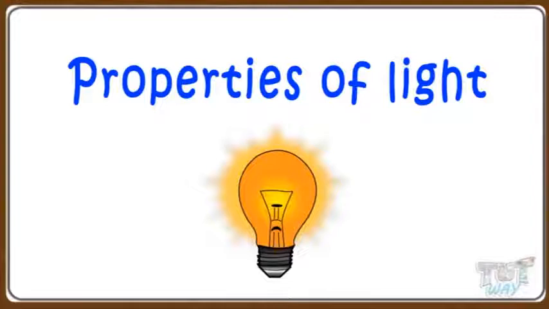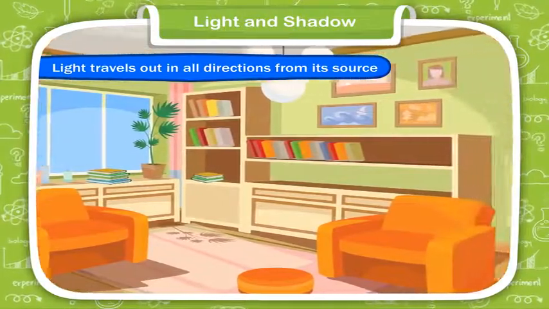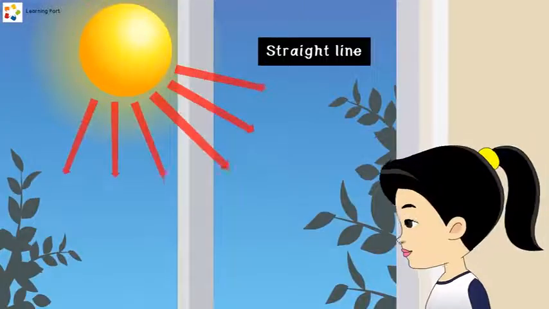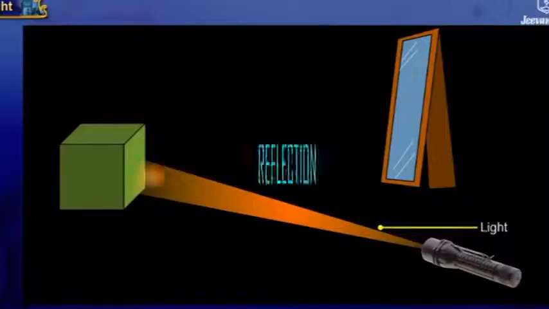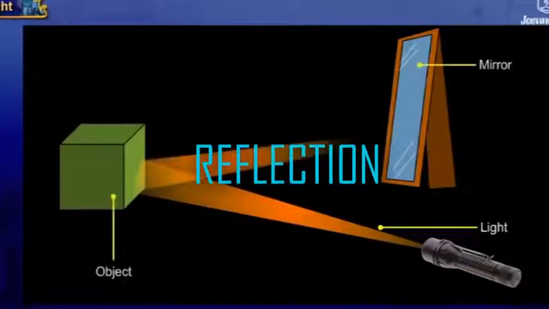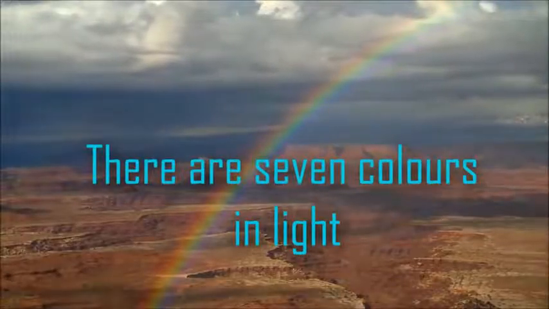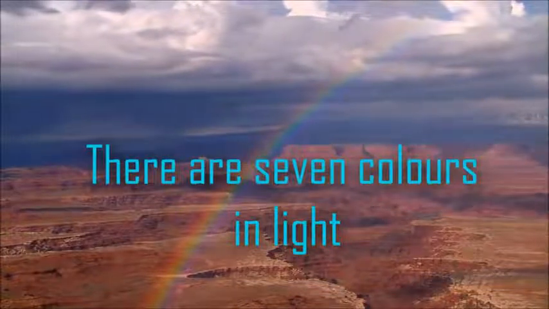So that is about the properties of light. Okay. So these are the properties of light. The first one is it can travel in all directions. Second, it can move very fast. Third point, what is it? It can travel in a straight line. The next one, it has reflection and also refraction. And there are 7 colors in the light. So they are the 6 points.